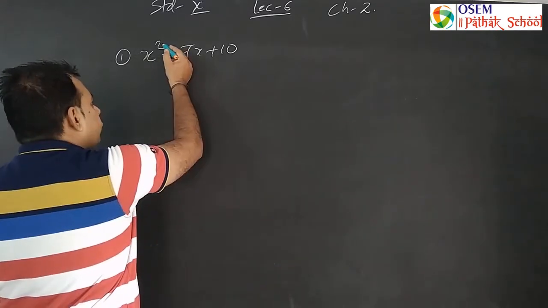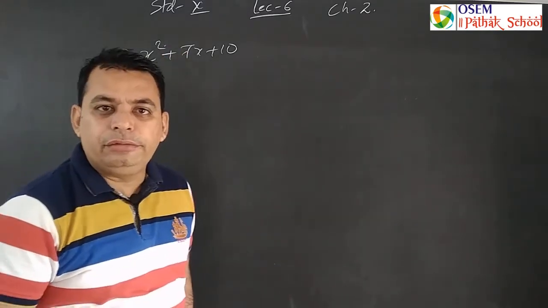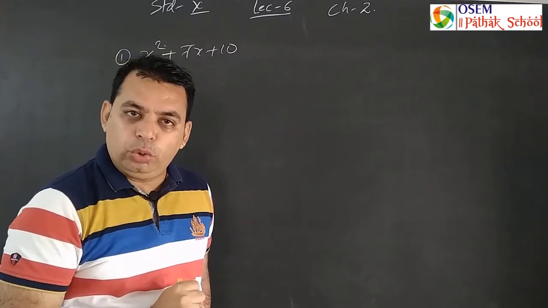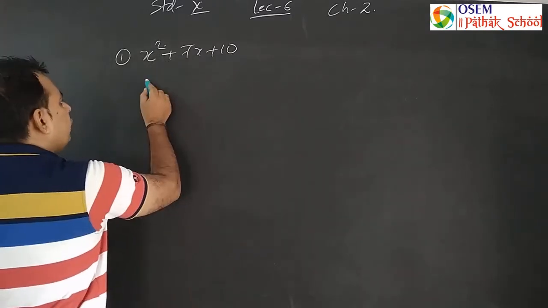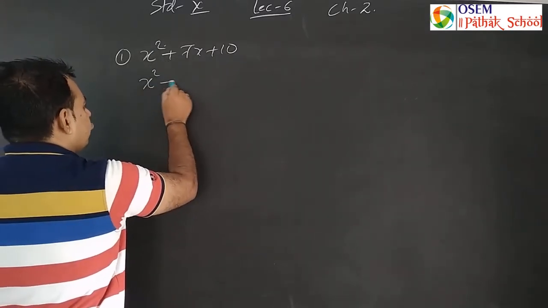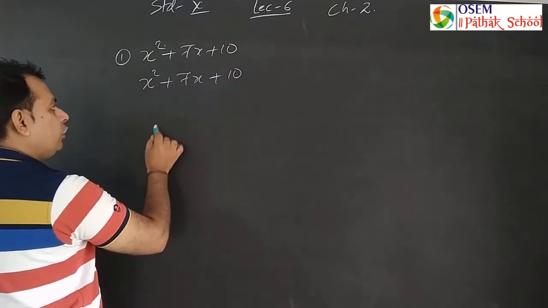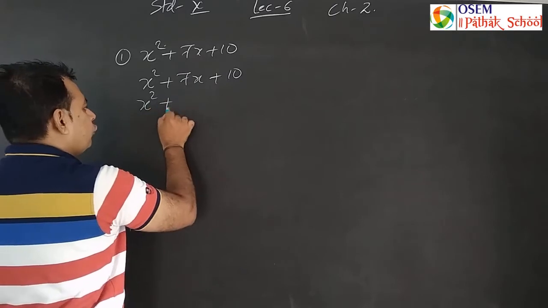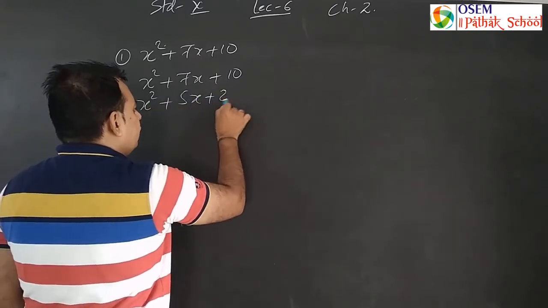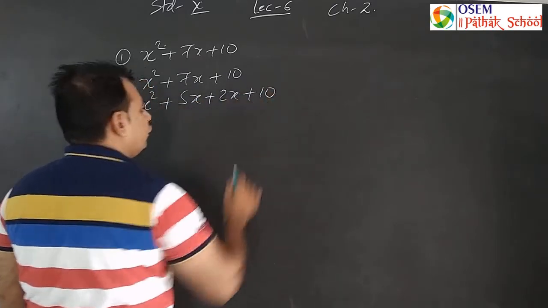The number of zeros we can get from the power over here. What is the power? 2. So the number of zeros will be 2. Now we will factorize x square plus 7x plus 10. I have written the question as x square plus 5x plus 2x plus 10.